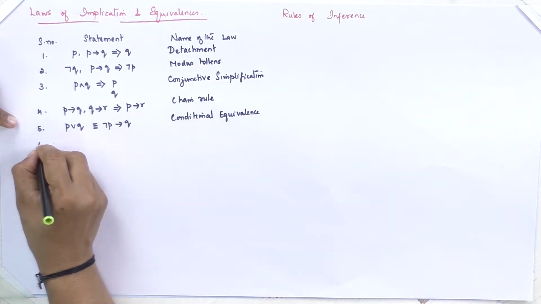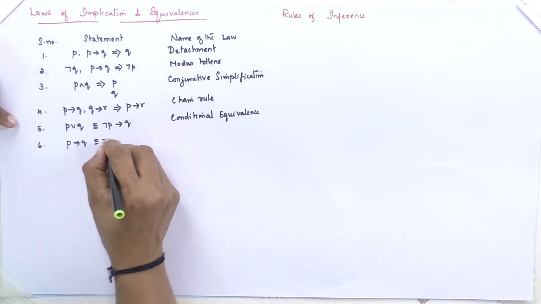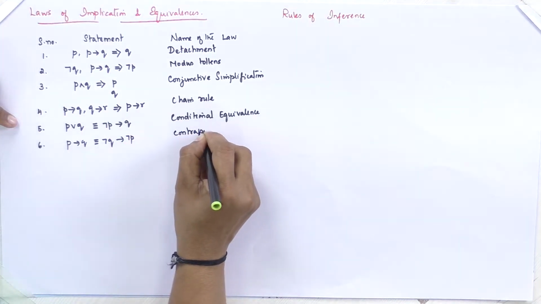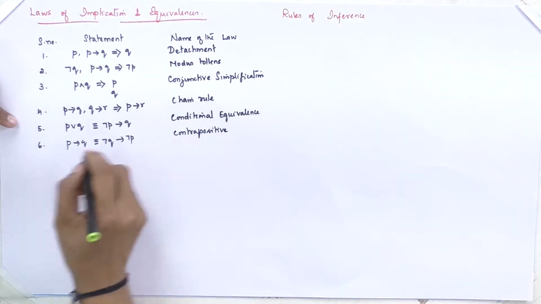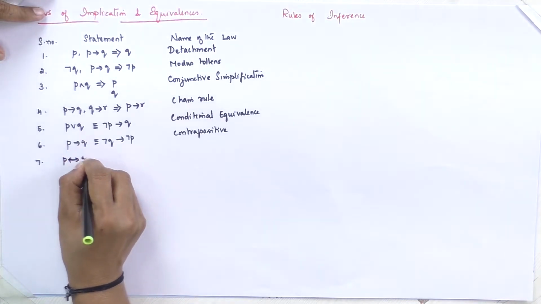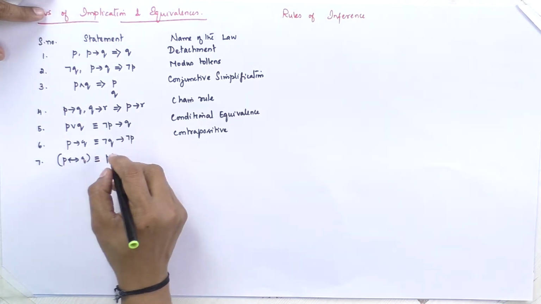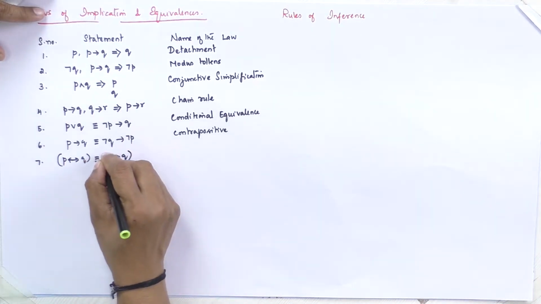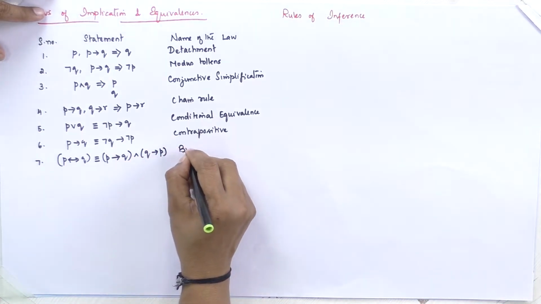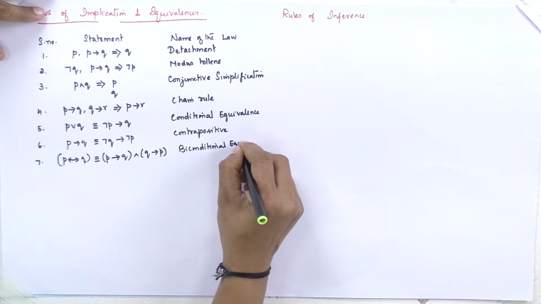And next is, whenever we have P conditional Q, this is equivalent to writing negate Q conditional negate P. That is called contrapositive. And next, if we have P biconditional Q, this is equivalent to P conditional Q and Q conditional P. This is both forward and backward. It is called biconditional equivalence.